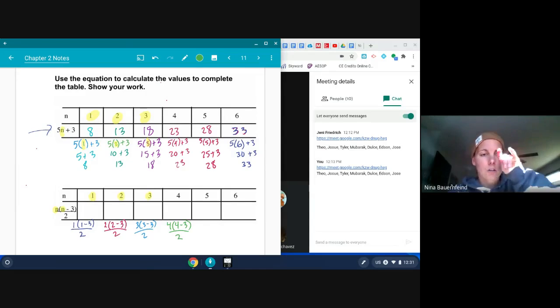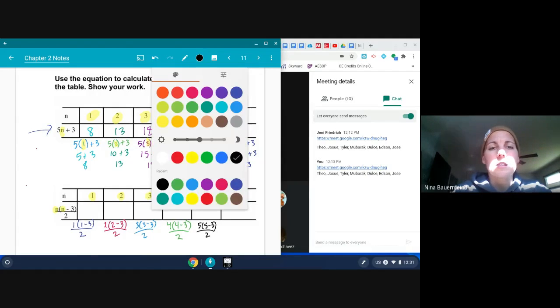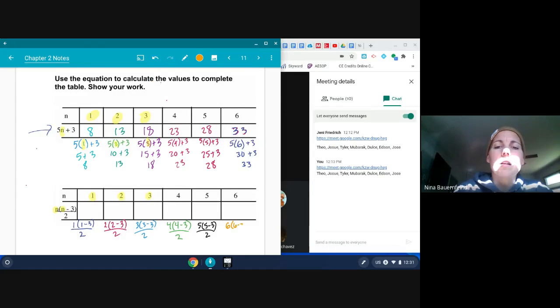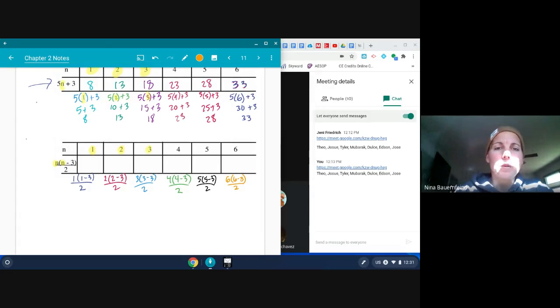Notice the only thing that's changing are those first two numbers. The 3 and the 2 are staying the same every time. Then it's 5 times 5 minus 3 divided by 2. And last, 6 times 6 minus 3 divided by 2. So we can do some work with these so you can see. First thing you're going to want to do is the parentheses. So 1 minus 3 is negative 2 divided by 2. And that is negative 2 divided by 2, which equals negative 1.